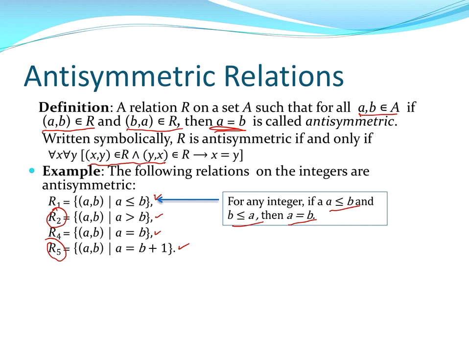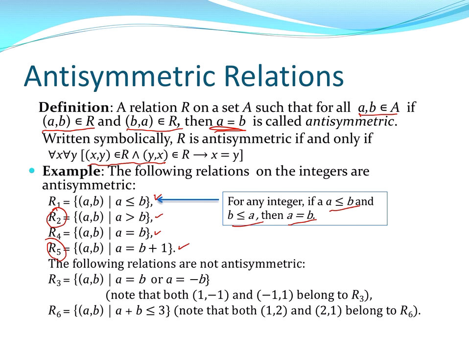Which relations are not antisymmetric? Relation 3 and relation 6, and we'll look at their counterexamples. Basically, we have to find a pair of elements where (x, y) and (y, x) are in R, but y is not equal to x. So (1, -1) and (-1, 1) belong to R3, but clearly 1 and -1 are not equal to each other. And for R6, (1, 2) belongs, and (2, 1) belongs, and 1 clearly does not equal 2.